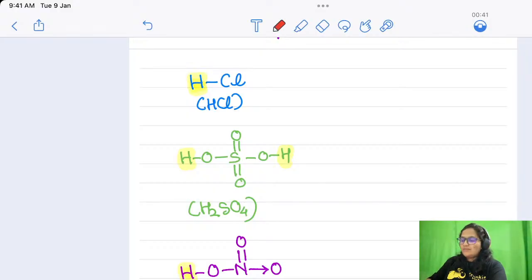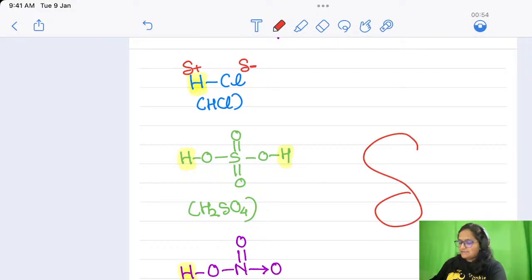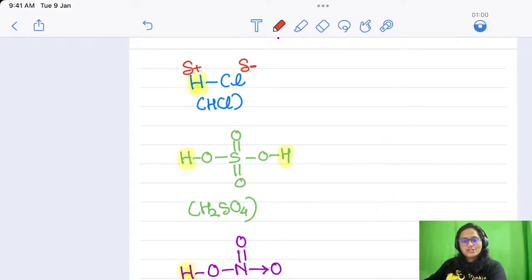If you observe the HCl molecule, the chlorine atom is electronegative, hydrogen atom is electropositive. Therefore chlorine will carry delta. This sign is read as delta. Delta means very small or partial charge present on chlorine. Partial negative, delta minus sign, means partial negative charge, and hydrogen will get partial positive charge.